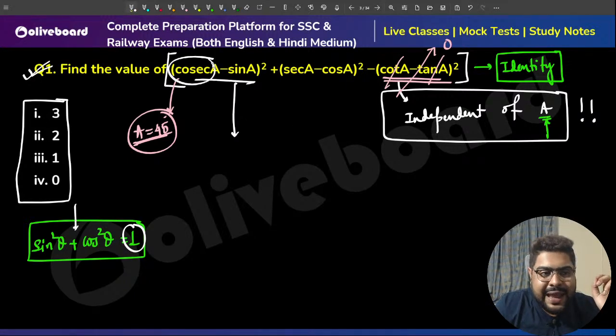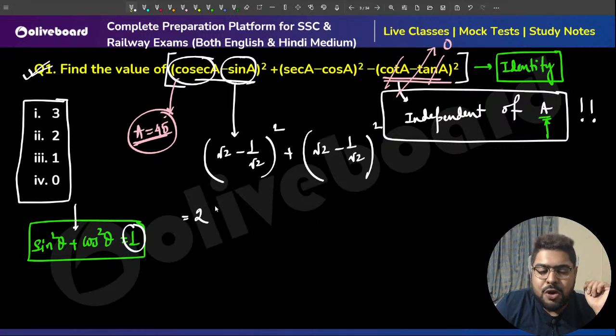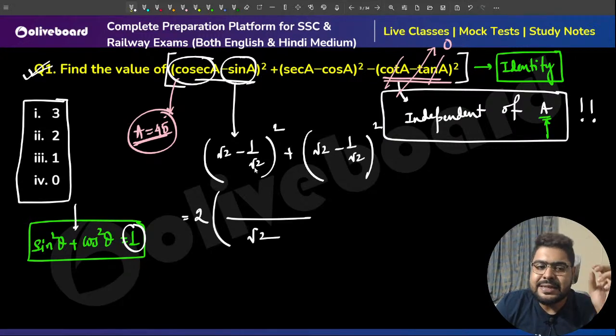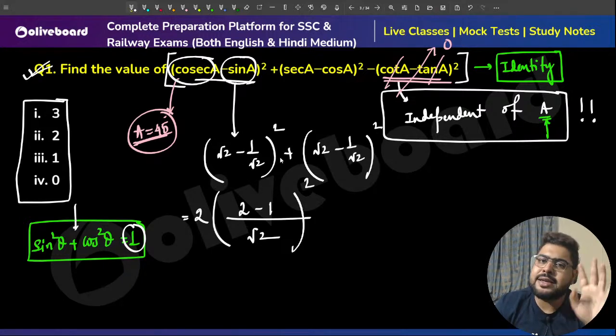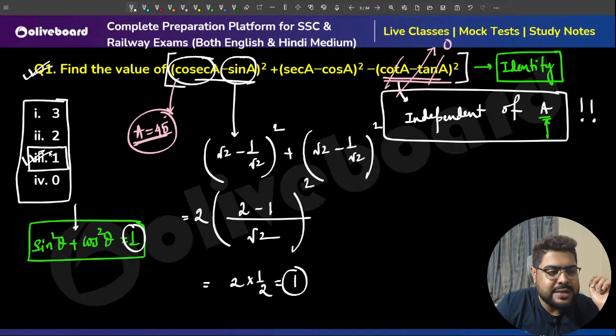Then cosec A minus sin A, sir. Cosec 45 is root 2, minus 1 by root 2, whole square. Plus again, this is also root 2 minus 1 by root 2, whole square. Meaning it is nothing but 2 times of this. Root 2 is the LCM: root 2 into root 2 is 2, minus 1, whole square. Root 2 into root 2 is 2, 2 minus 1 is 1. So it is 1 by root 2 whole square, which means 1 by 2, and 2 times that is equal to 1, sir. Option number 3 was our correct answer.